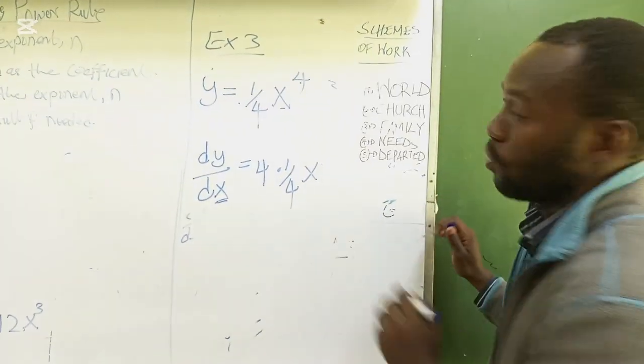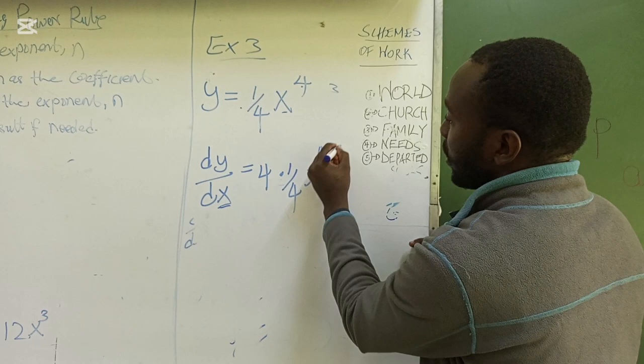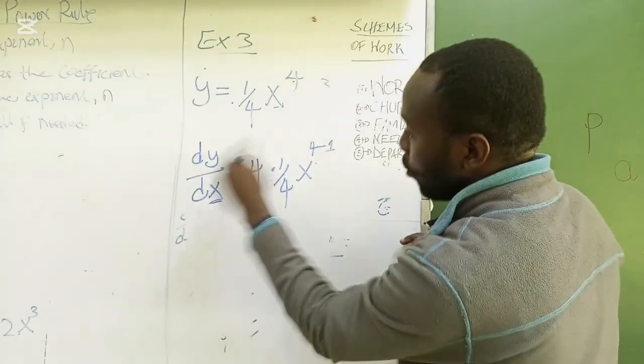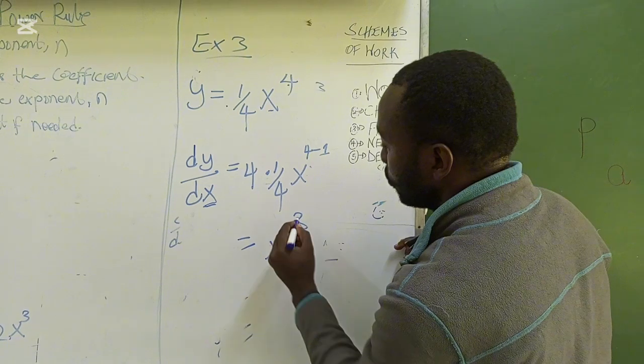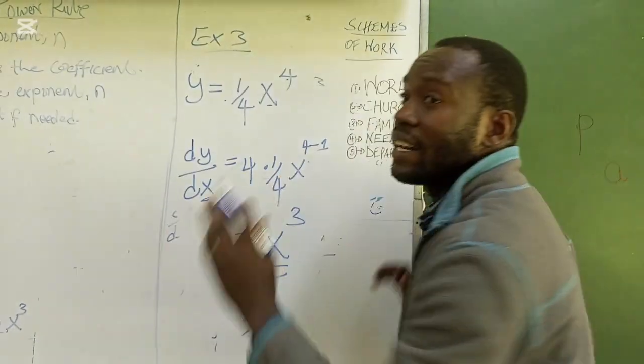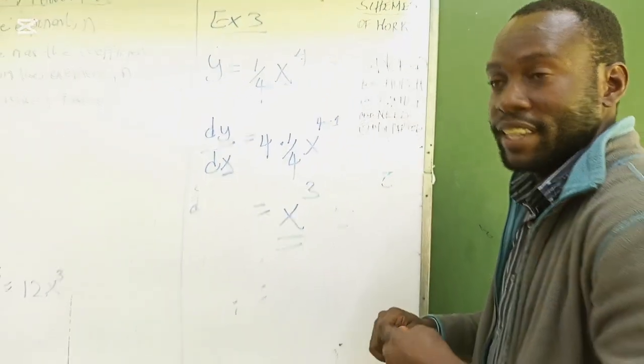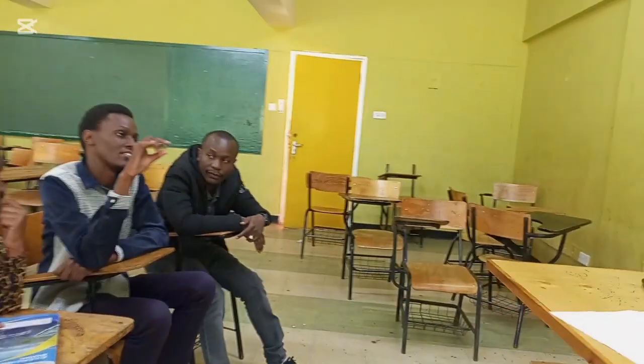Subtract 1 from the 4. 4 minus 1 is 3. So when you simplify all this, it will be x raised to 3. And we are done. I have a question. Yes. So in that case, the coefficient is 1 over 4.